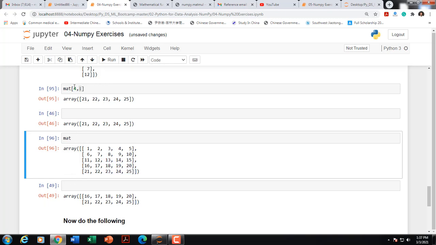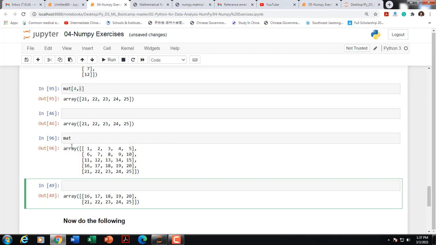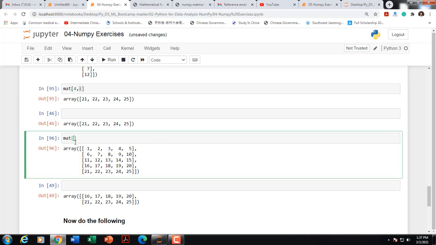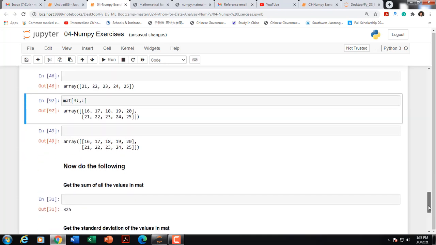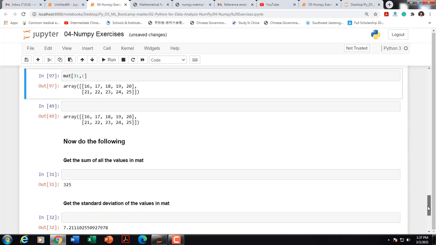Moving forward, now NumPy is asking us to extract all elements from these 2 rows over here. So this will be mat, 0, 1, 2, 3, starting from 3 till the very end, and all columns. I get 16, 17, 18, 20. Yep. Okay then. So that was pretty much it for NumPy array indexing.